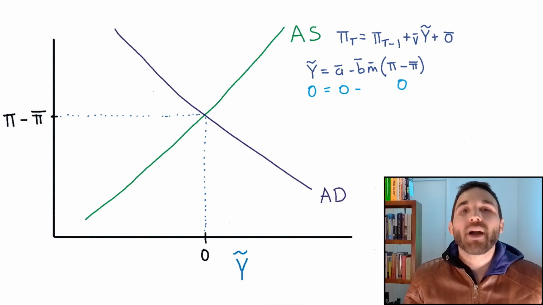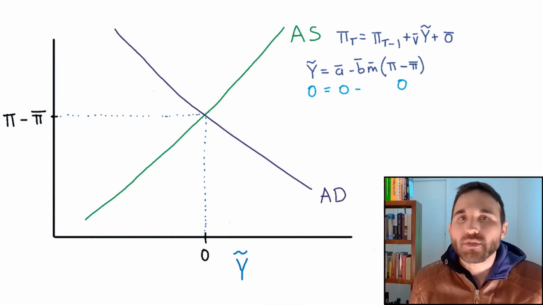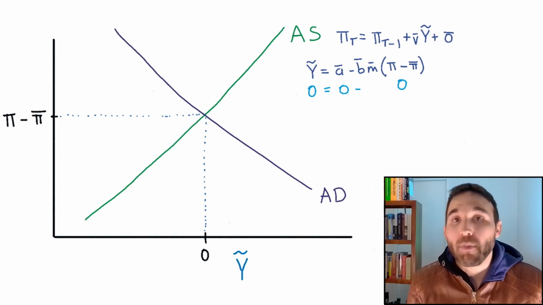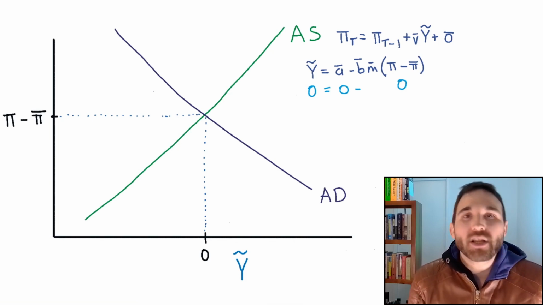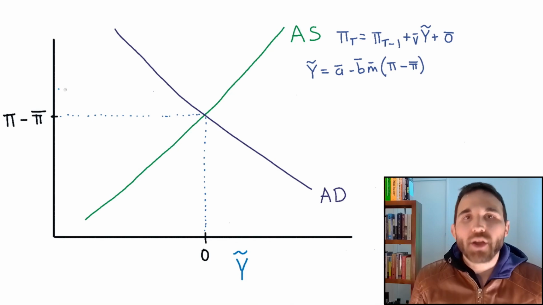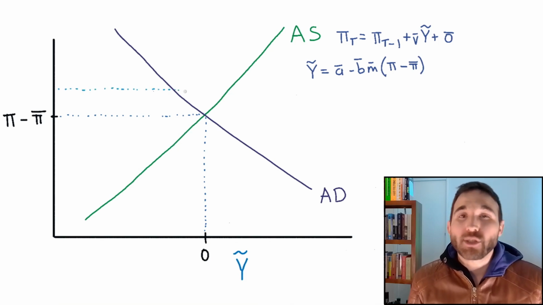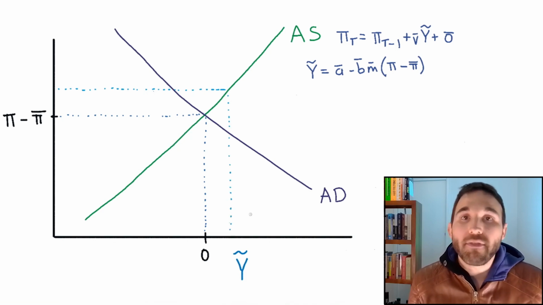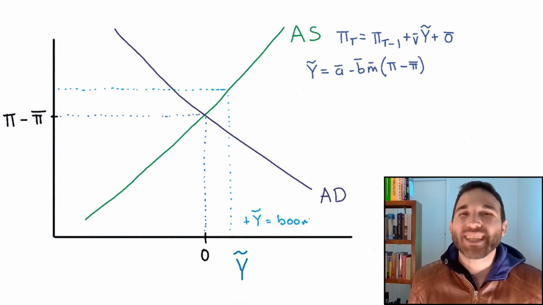I actually want to go a bit behind the intuition behind the curves. And more specifically, why does the aggregate supply curve slope upward? And why does the aggregate demand curve slope downward? Okay, so the aggregate supply curve slopes upward because it embodies the reactions of firms when there is an output gap, a positive output gap.